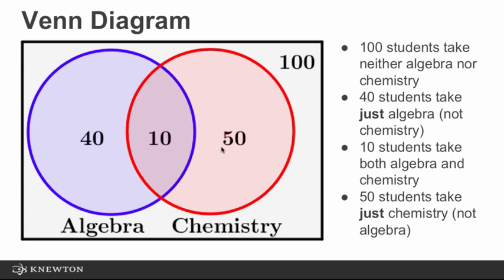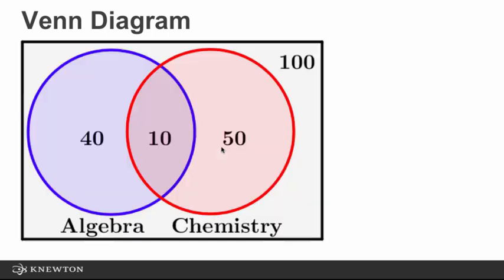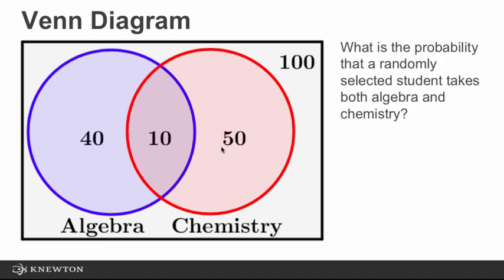The idea is that a diagram like this can help us figure out certain conditional probabilities, and that's what we're going to see next. So again, we have the same diagram. And let's say we're asked, what is the probability that a randomly selected student takes both algebra and chemistry?